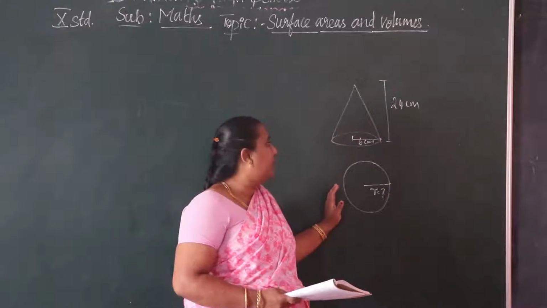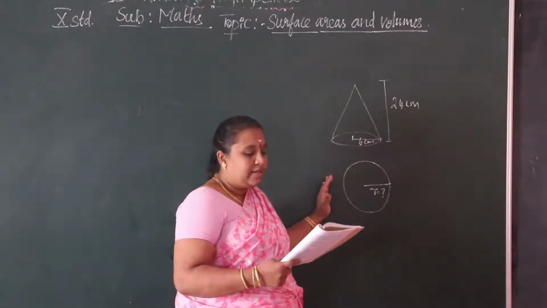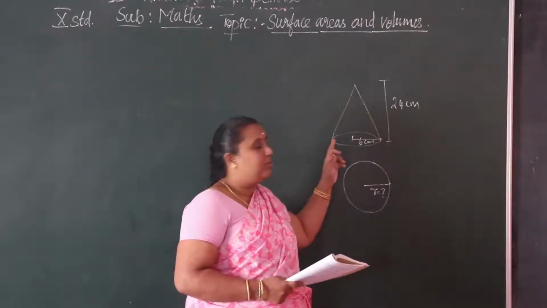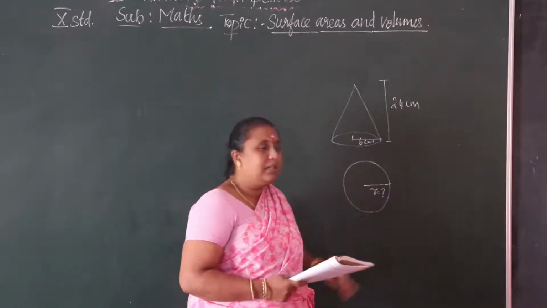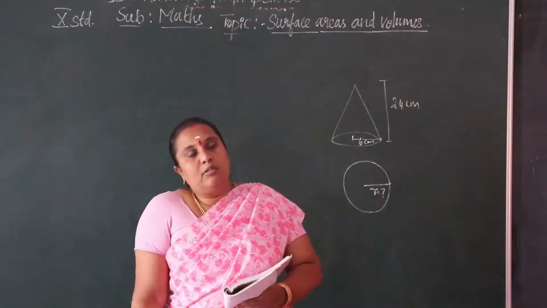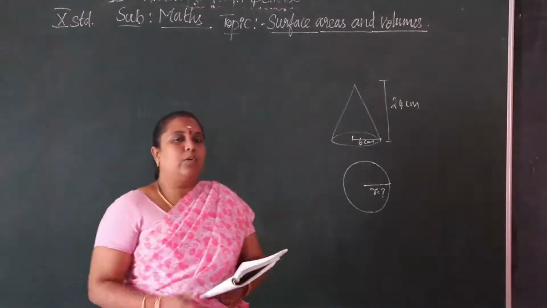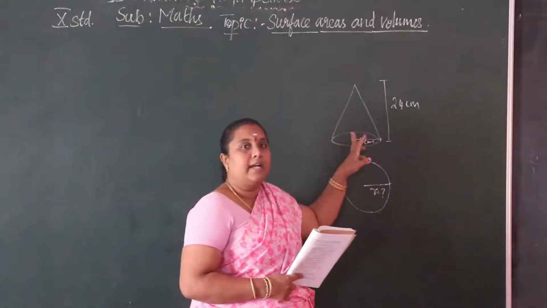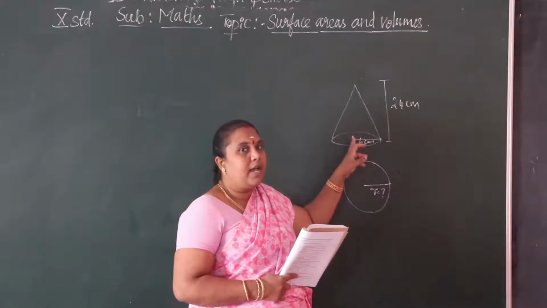Okay, what we made here is volume of cone equals volume of sphere. Both are equal, so we have to find out the radius of the sphere. What is the formula to find the volume of a cone? One by three pi r square h.